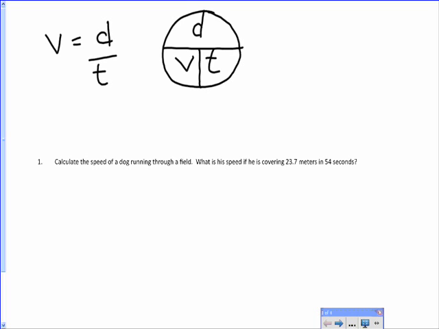All right? Now, if you'll remember, we cover up the one that we need to calculate. So if I'm covering up v with my finger, that tells me d over t is the formula. If I'm covering up d with my finger, that means velocity times time is the formula. If I'm covering up t with my finger, then that tells me that distance divided by velocity is the formula. Okay? So you cover up on the circle whichever one you're trying to calculate for.